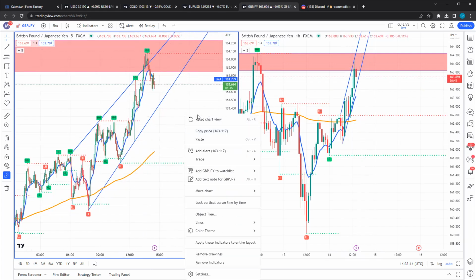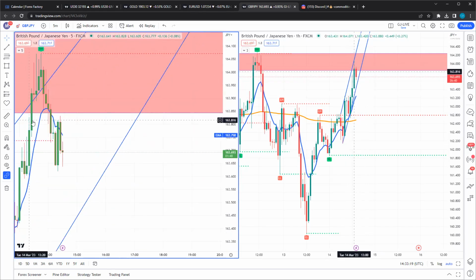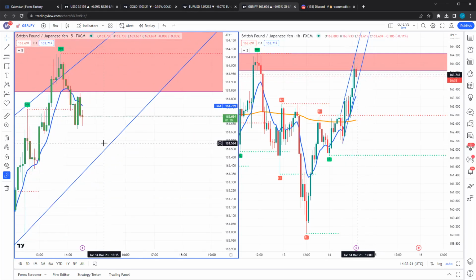Okay, so what do we have right here? If I was entering, if I know this is a sell zone for GJ, and again, always also look for fundamentals. So I don't know what's going on with the GBP. I don't know what's going on with the pound. I'm just trading what the chart is telling me.